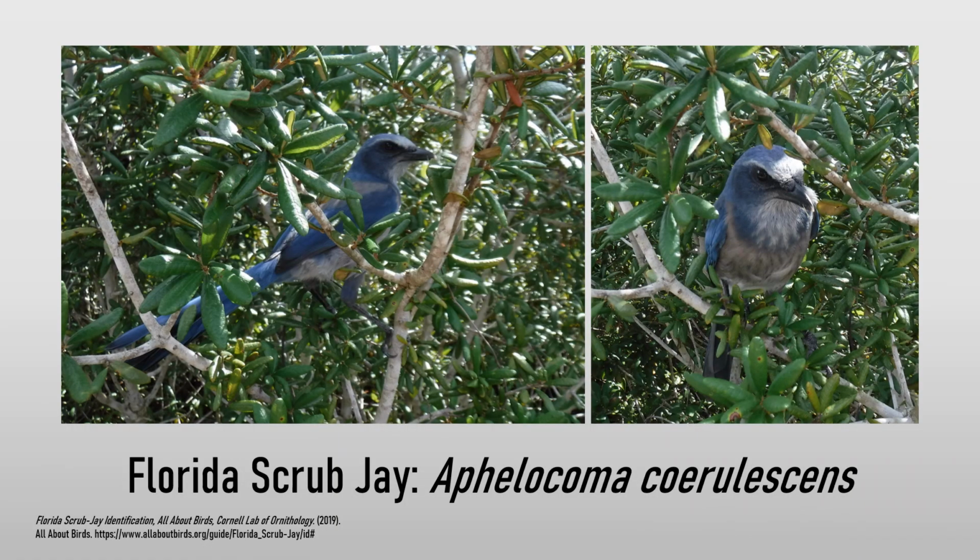My last animal species for this ecosystem is probably the most distinctive of the ecosystem, and that is the Florida scrub jay, Aphelocoma coalescens. I don't think I've actually ever seen a Florida scrub jay prior to going out into this field trip. I was super excited to get these photos. This scrub jay let me get super close up to it. These are really beautiful birds. I had no idea what they looked like.